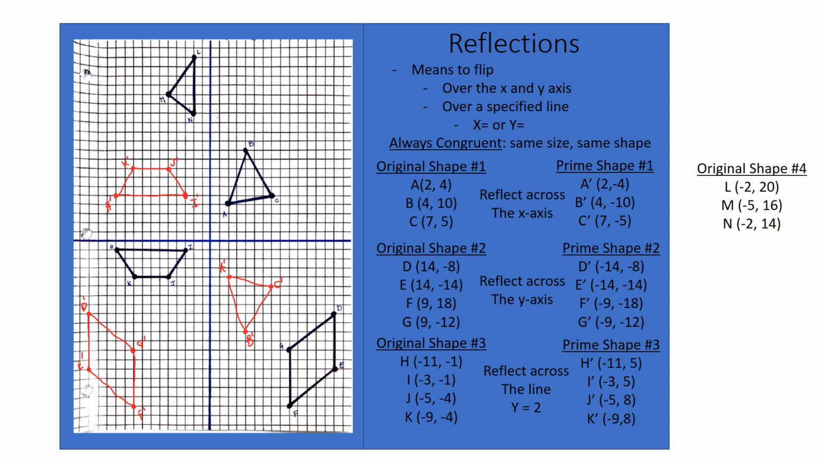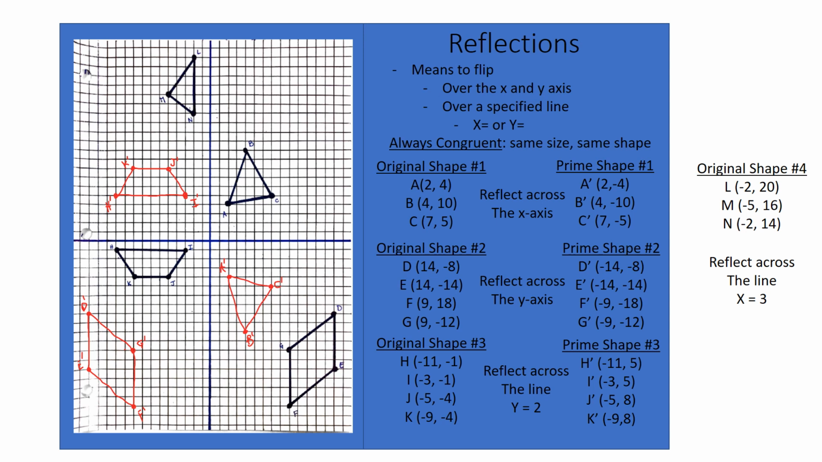In our last example, you can continue these notes down at the bottom of your page. I ran out of room, so I'm going off to the side. Our last shape is the triangle at the top of the page labeled LMN. Point L is at negative 2, 20. Point M is at negative 5, 16. And point N is at negative 2, 14.